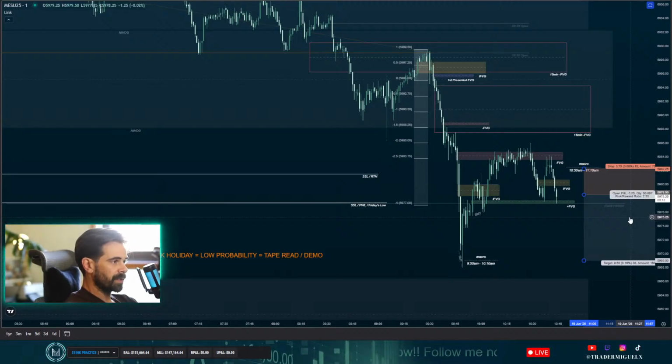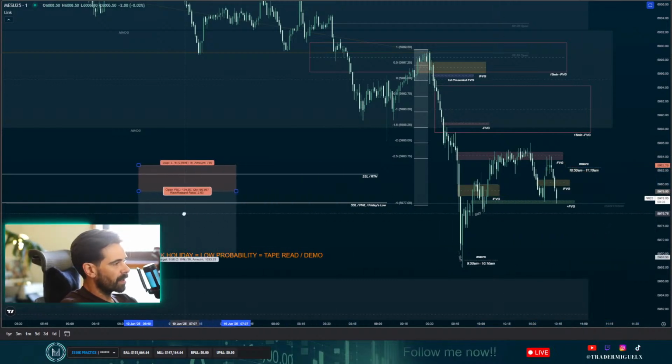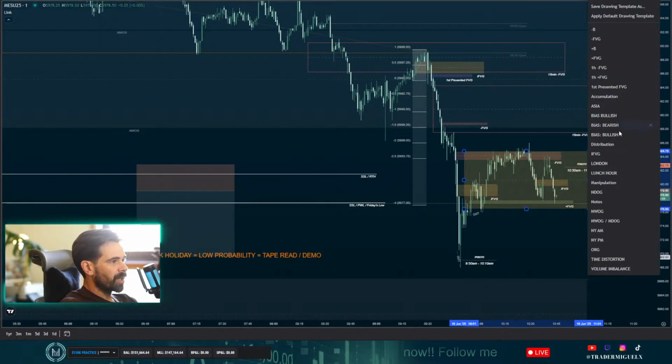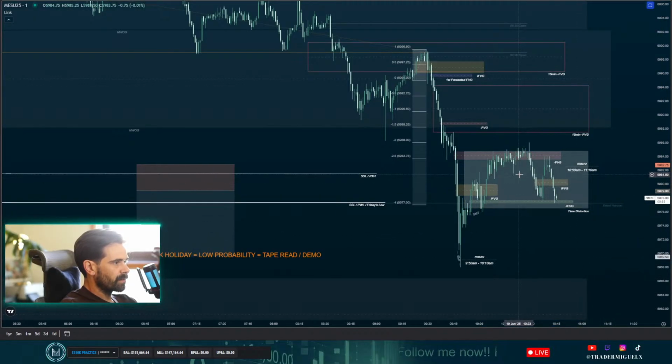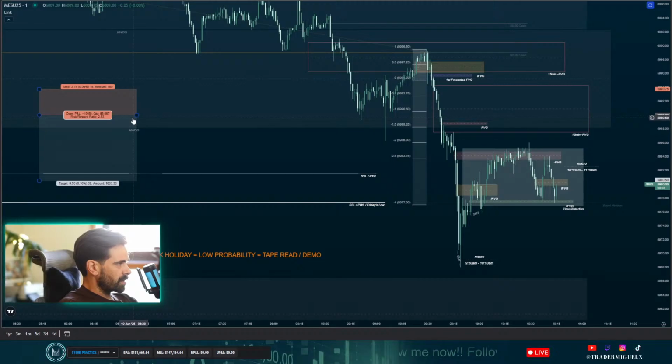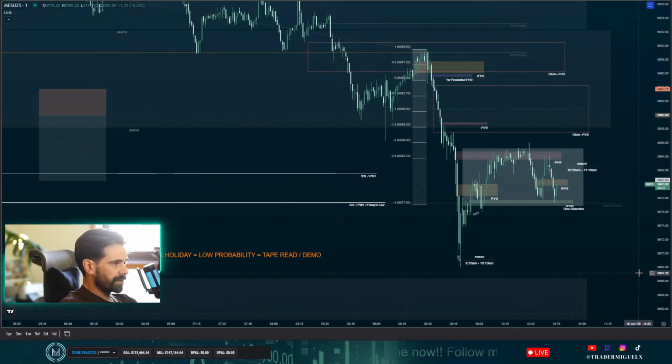But if you look into the 15, you can see that we are kind of ranging here. This is the ranging box right now, where price is just time distorting. And we need to get out of this box in order to do something. Otherwise, you can be stuck here inside with some shorts or some longs. That's why I'm moving this here, and we'll wait until further action.